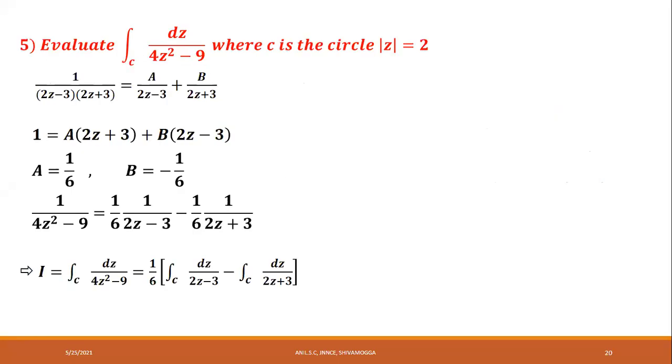Evaluate the integral over C of dz divided by 4z square minus 9, where C is the circle mod z is equal to 2. And we want linear factors in the denominator. So let's convert this into linear factors. 4z square minus 9 can be written as 2z minus 3 into 2z plus 3. These two are linear factors.